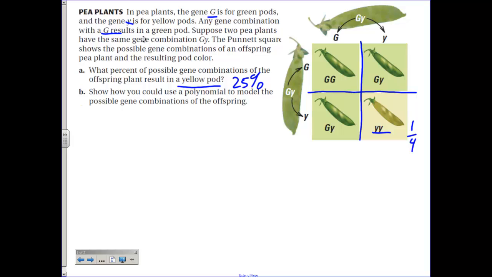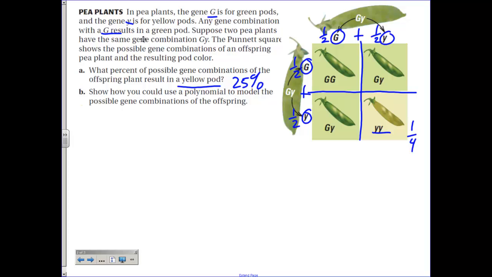Part B, they want us to show how you could use a polynomial to model the possible gene combinations of the offspring. Well, that's relatively simple. In order to have a pod color, you have to have 2 types of genes, a G or a Y. So this G up here represents 1/2 of the genes, plus this Y here represents 1/2 of the genes. And the same thing down here. This G is 1/2 plus this Y, which is 1/2.